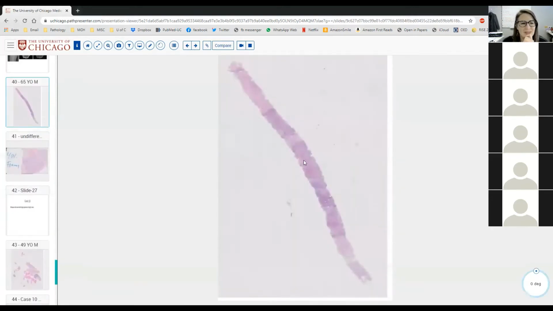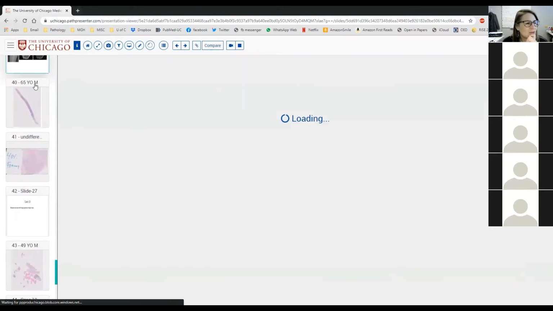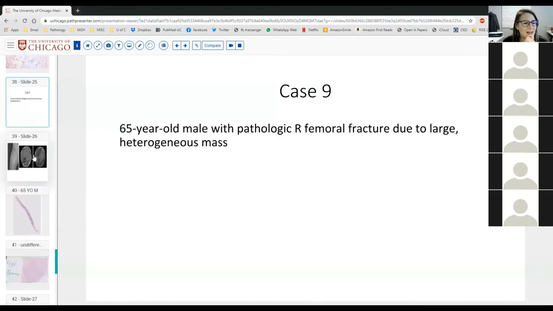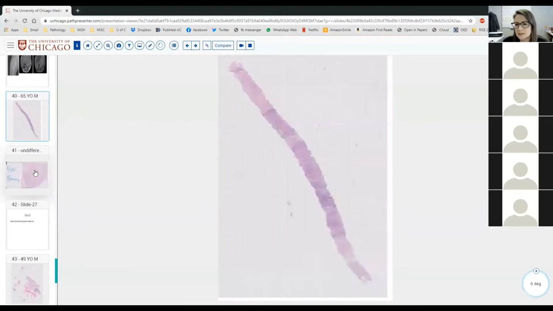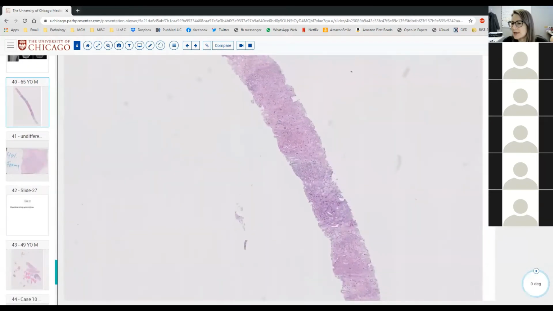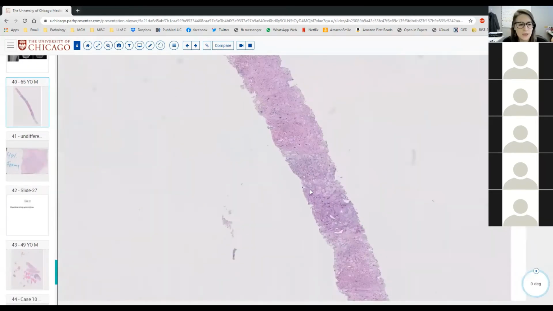It's bad. All right. So an old guy with a fracture due to this gigantic mass outside of his bone, right? So the mass isn't necessarily arising from the bone, it's just pushing on the bone and causing it to crack. So, yeah. All right, somebody new want to describe?